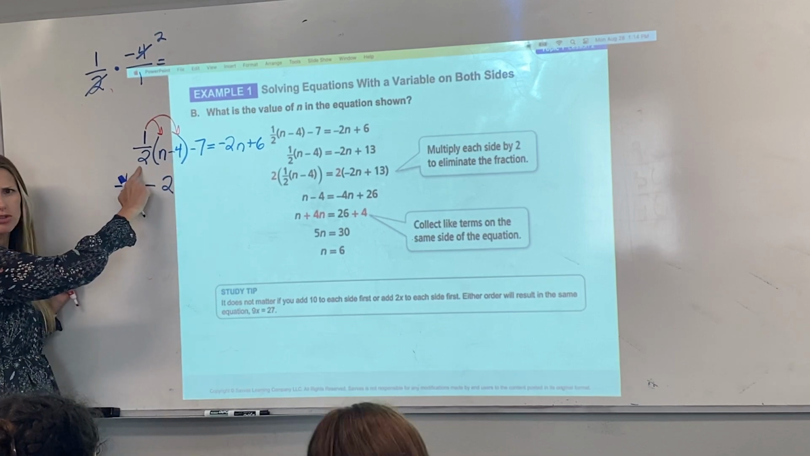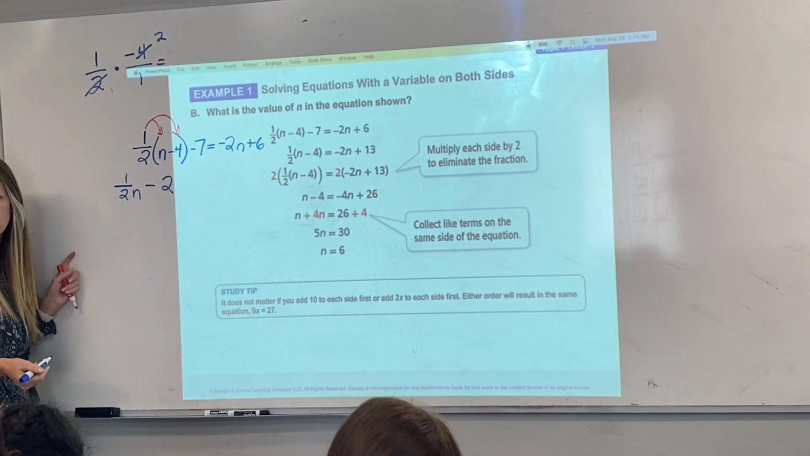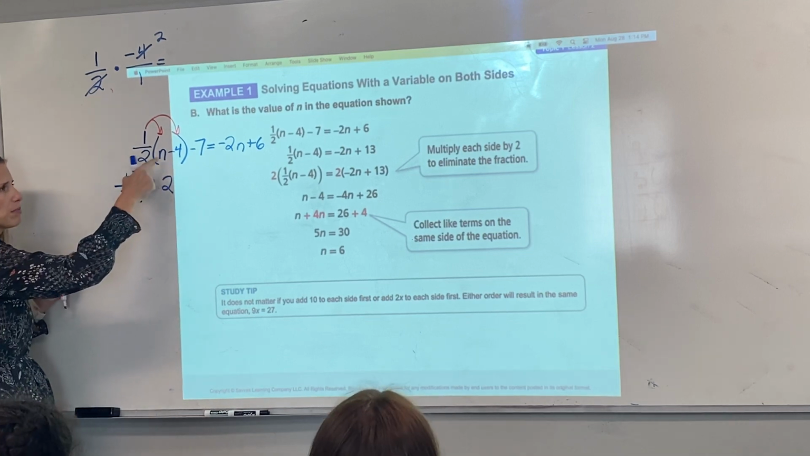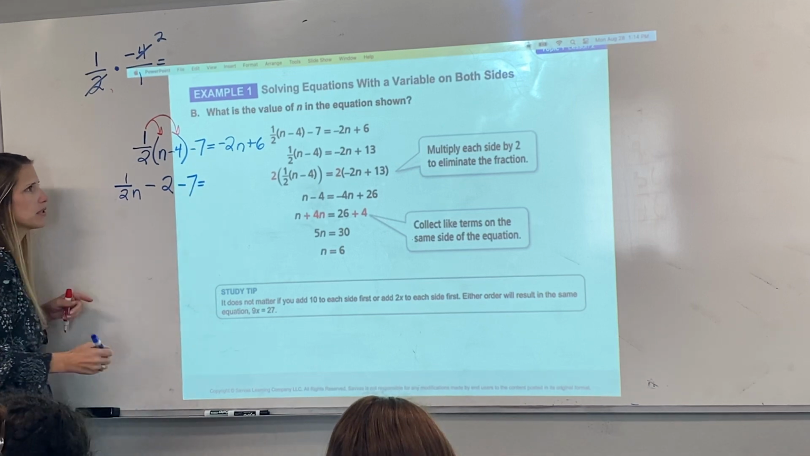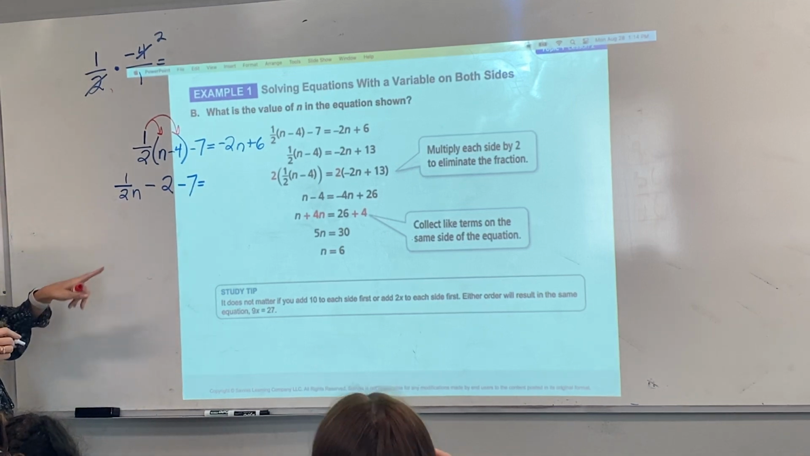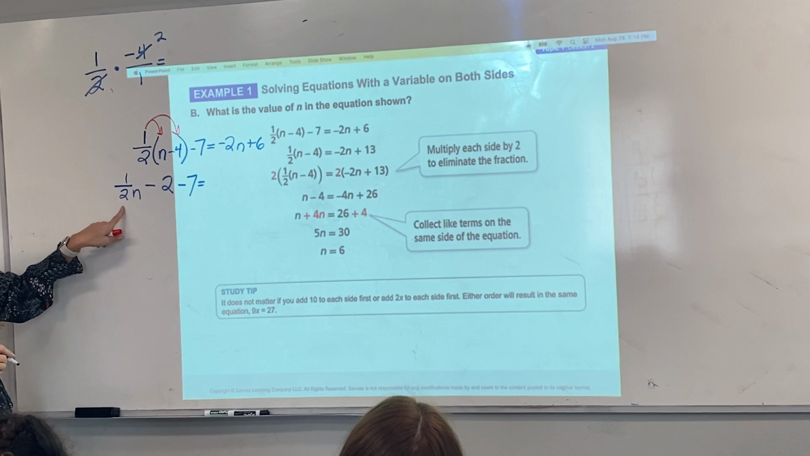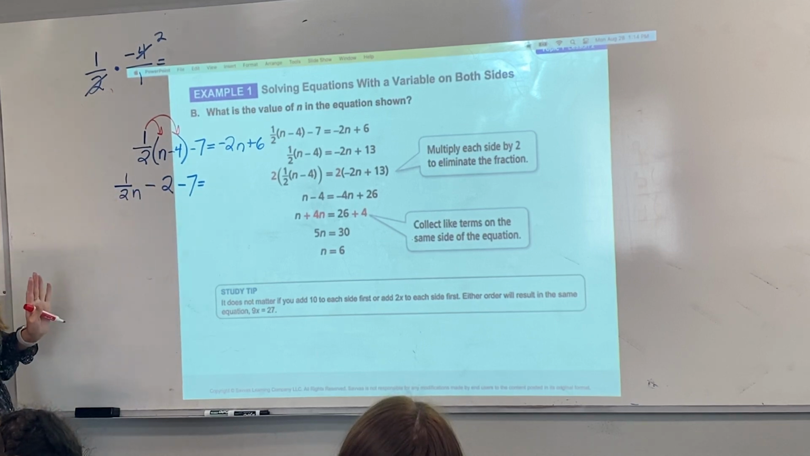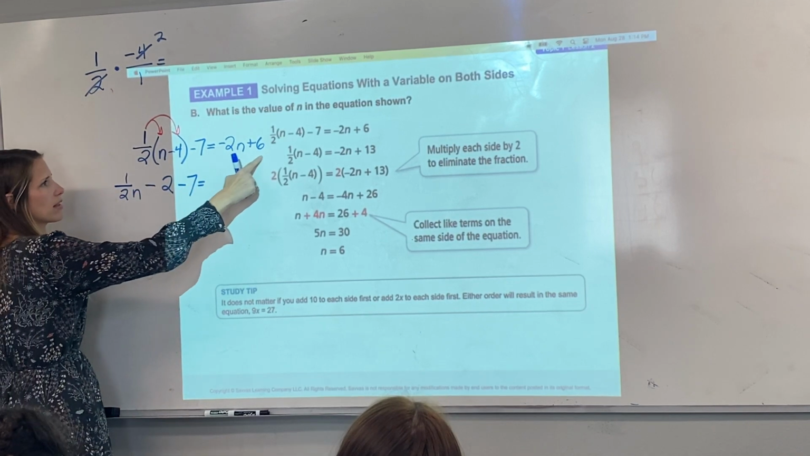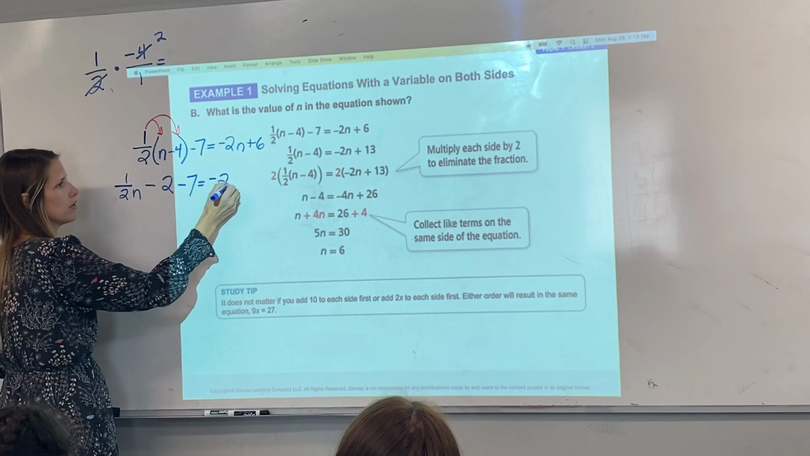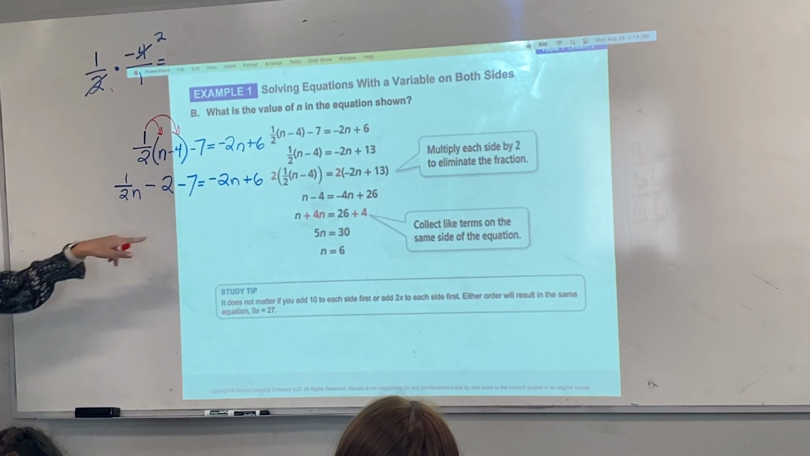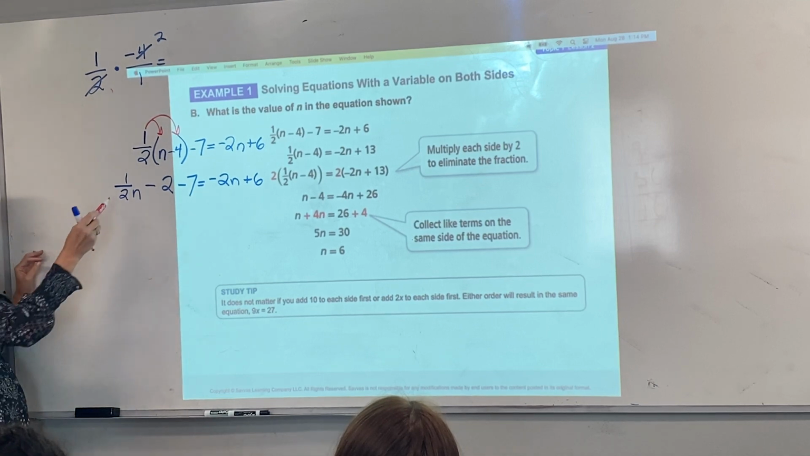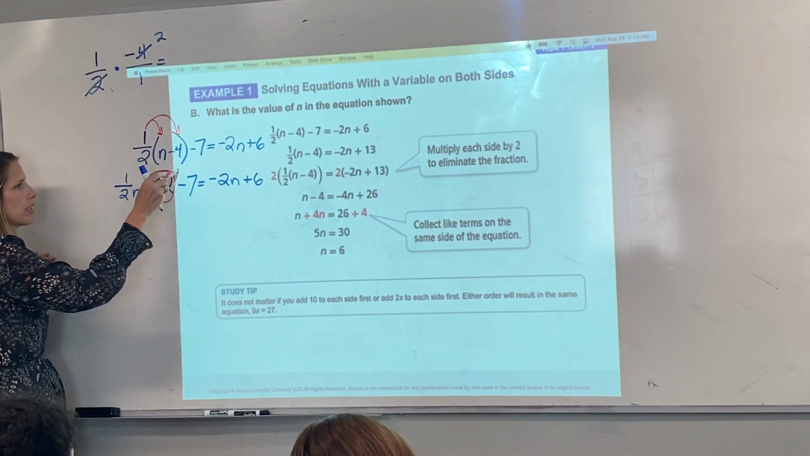Am I supposed to distribute the half to the -7? No, because it's not being multiplied times a half. So then we have -7, and I know you're gonna wanna combine those, that's okay. Just hold off for a second. We have 1/2 n minus 2 minus 7. And then I'm gonna write the rest over here, -2n plus 6. So let's go ahead and combine our terms here, because I'm sure they're already jumping out at you.